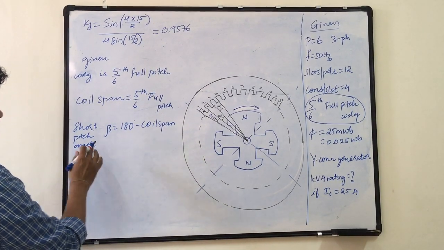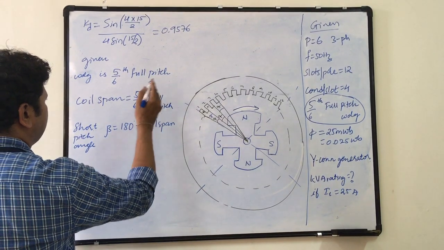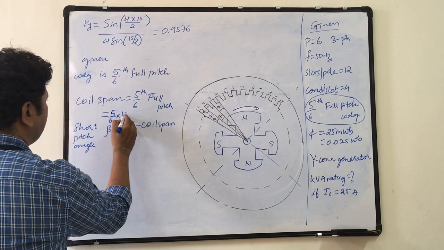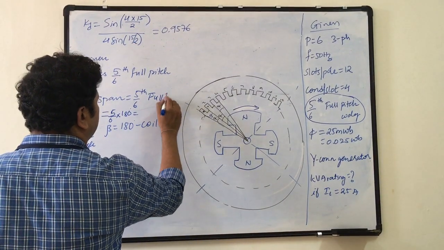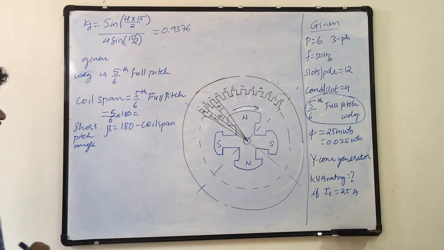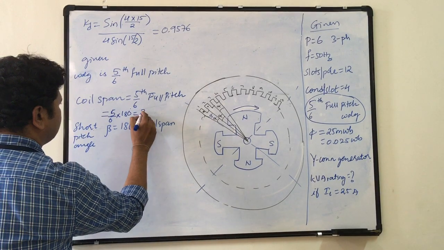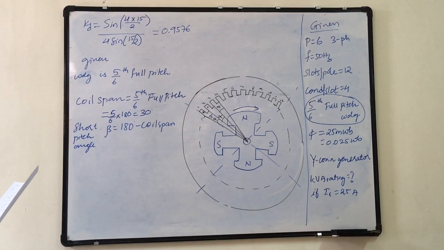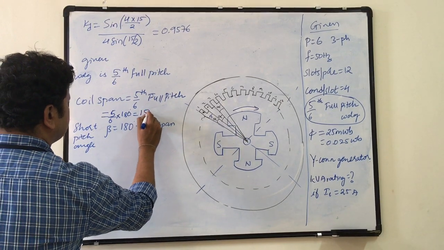So what is coil span? Coil span is equal to 5/6 of full pitch. What is full pitch? 180 degrees. So 5/6 of full pitch is 5/6 of 180 degrees. So this will come out to be, sorry, not 30 degrees, this will come out to be 150 degrees.